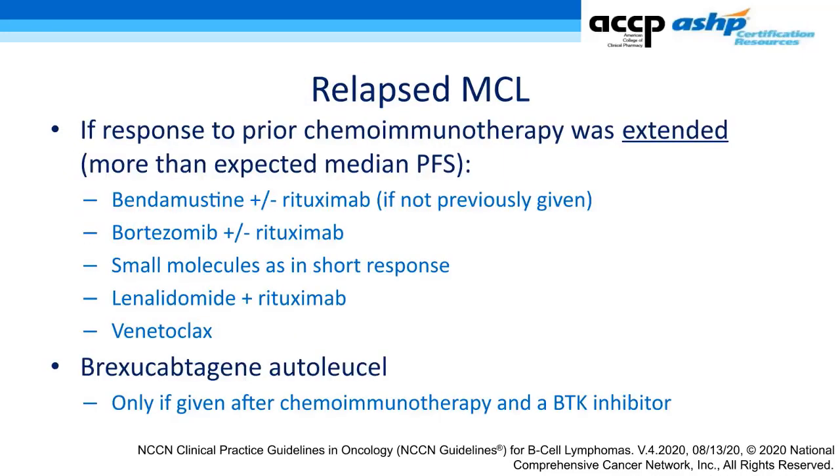On the flip side, a patient with relapsed mantle cell lymphoma who had an extended response to their prior chemoimmunotherapy could use any of the small molecules we already discussed, as well as some additional options like bendamustine plus or minus rituximab or bortezomib plus or minus rituximab if they hadn't previously been given. There's also a CAR-T product that has been approved in the setting of relapsed mantle cell lymphoma, and that's brexucabtagene. But again, this is only given after chemoimmunotherapy and one of the Bruton tyrosine kinase inhibitors, so a little further along in the patient's course.